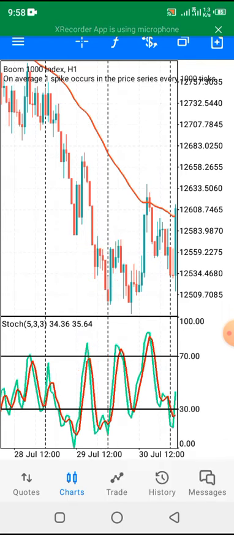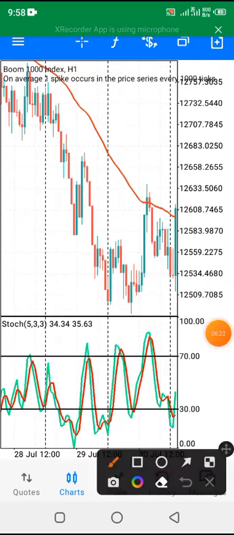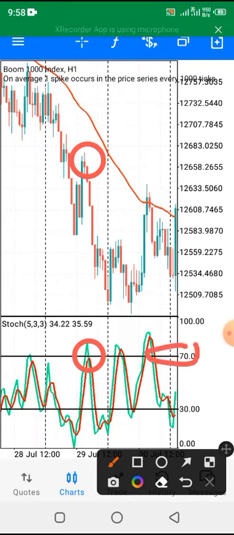Look here guys, let me just show you quickly. You can see our stochastic lines crossed over here, this region, that region. Now the stochastic, remember our levels, the 70 and 30. These 70 levels mean that price was overbought. Price was overbought there in the 70 region.